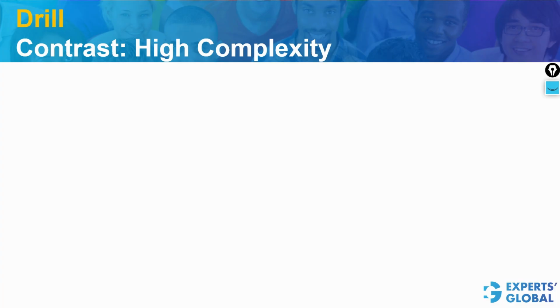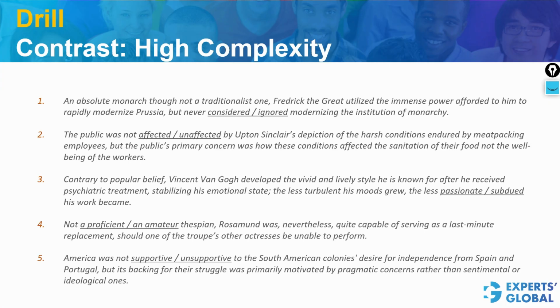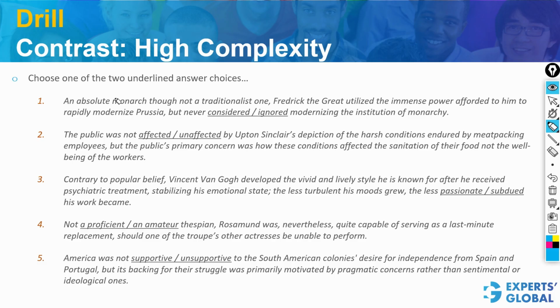Here is the drill. On this slide, you will see 5 sentences with 2 options for the underlined part. You need to select one of the 2 underlined answer choices for each of the 5 sentences here. In the first sentence, we need to figure out whether this monarch in question considered or ignored modernizing the institution of monarchy. So he was an absolute monarch, though not a traditionalist one. So he was different in some ways. And this part of the sentence explains that in what way he was different from traditionalist monarchs.